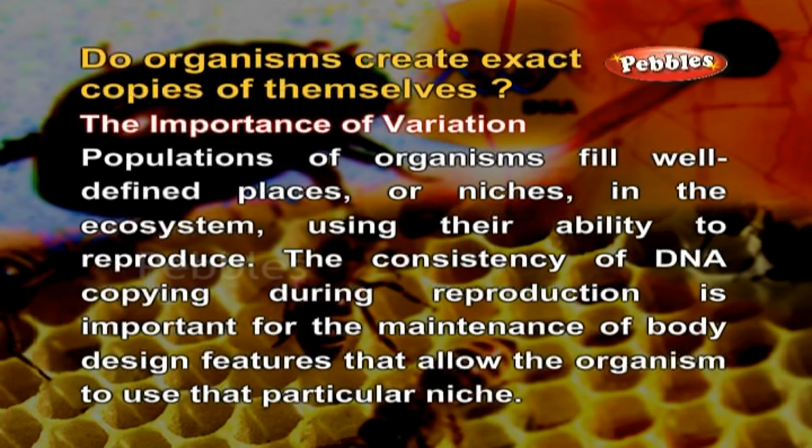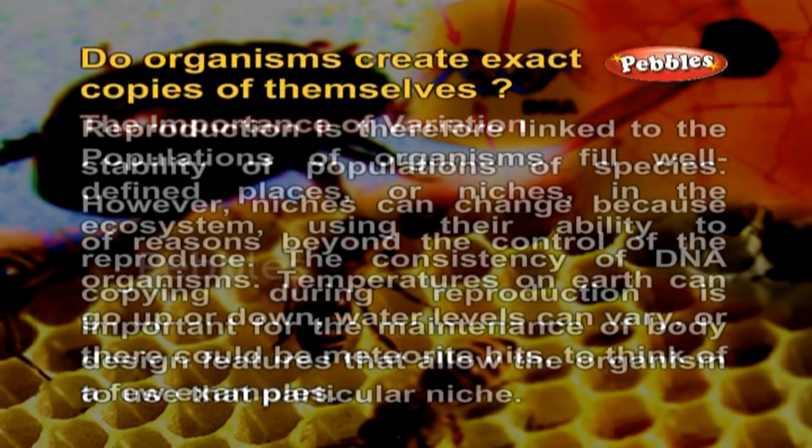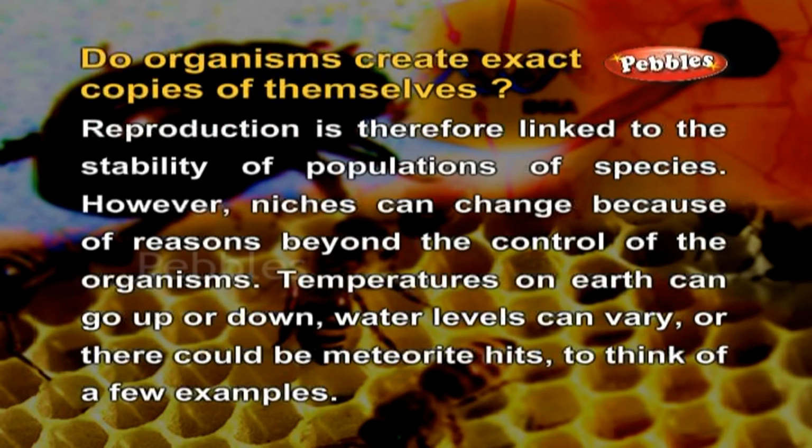The importance of variation. Populations of organisms fill well-defined places or niches in the ecosystem using their ability to reproduce. The consistency of DNA copying during reproduction is important for the maintenance of body design features that allow the organism to use that particular niche. Reproduction is therefore linked to the stability of populations of species.